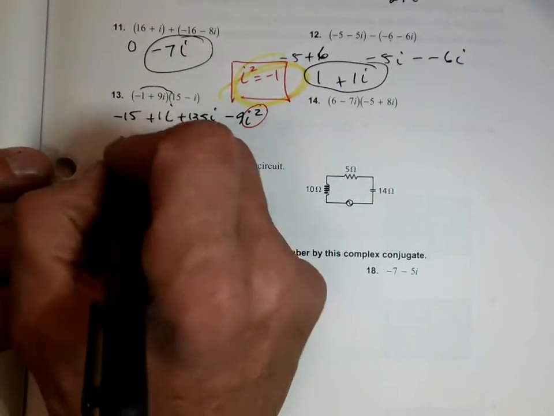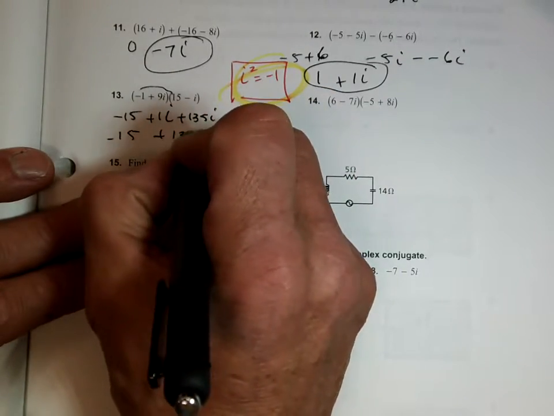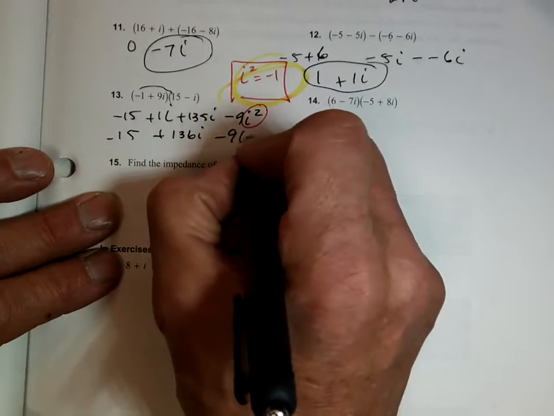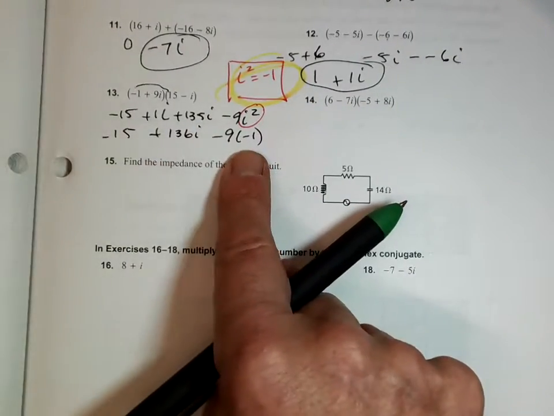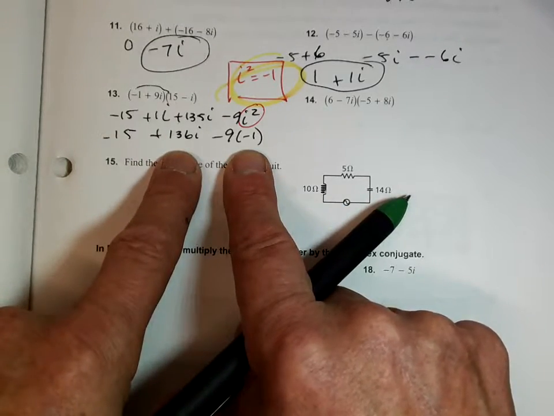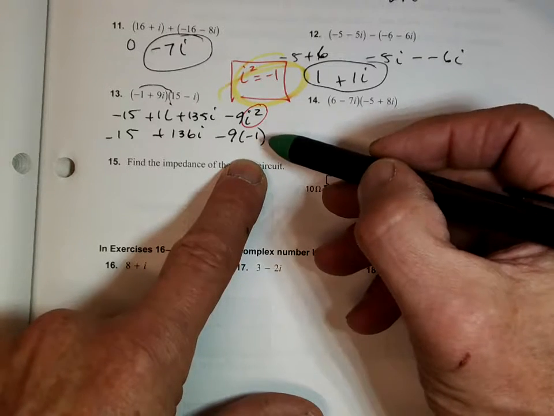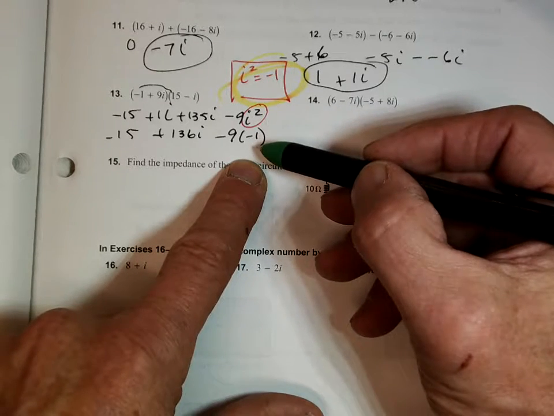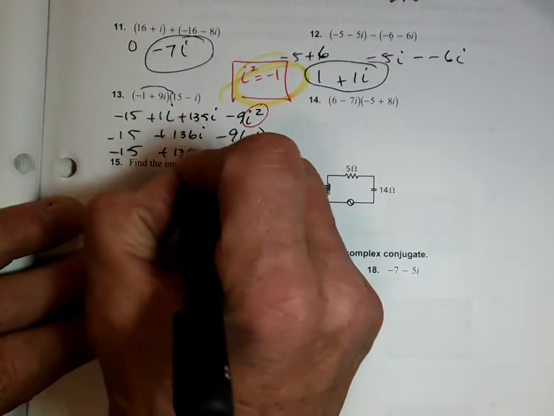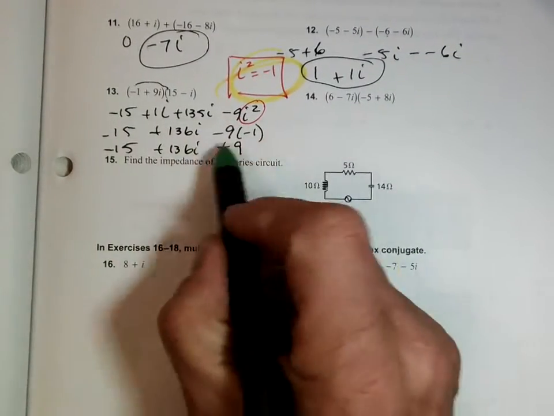Okay, you ready? Check this. I'm going to go negative 15 plus 136i minus 9 times negative 1. Stop for a second. I added the two i's, but I changed i squared into negative 1. Do you see that? i squared is negative 1, right? So I'm going to have a negative 15 plus 136i plus 9, because negative 9 times negative 1 is positive 9.